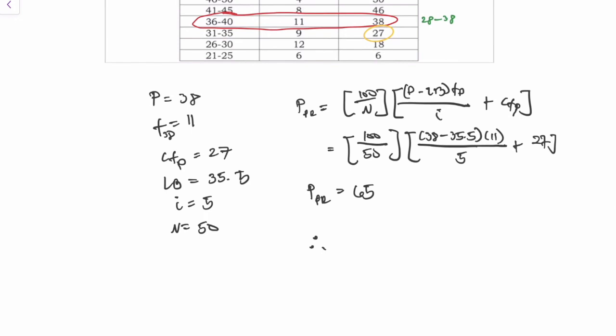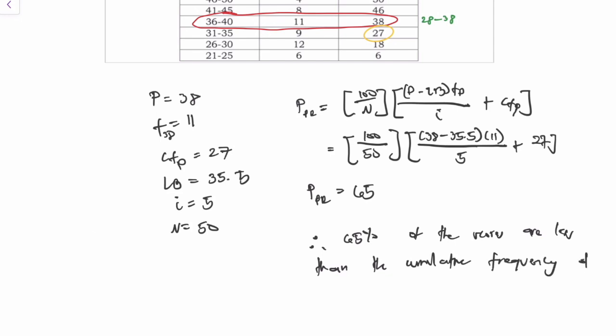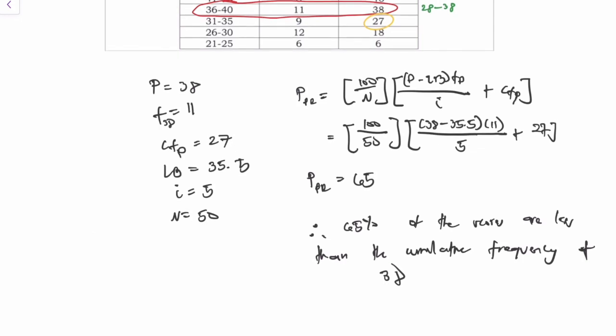So we have this answer. That means 65% of the scores are less than the cumulative frequency of 38. And that also means the remaining 35% received scores that have cumulative frequency greater than 38.